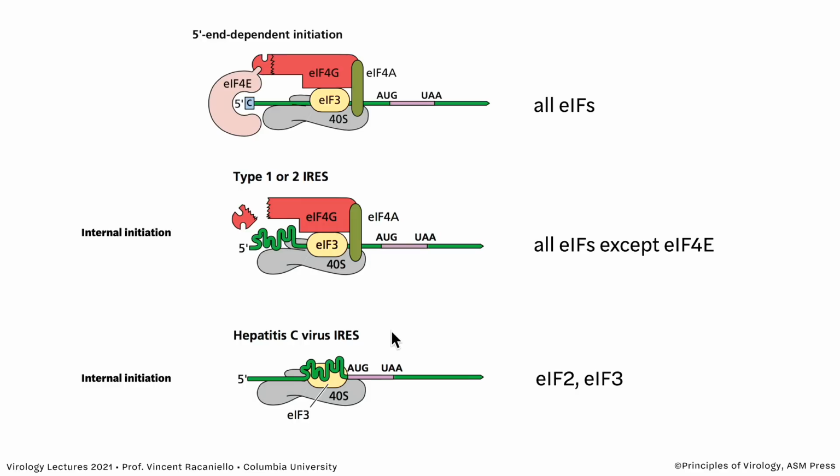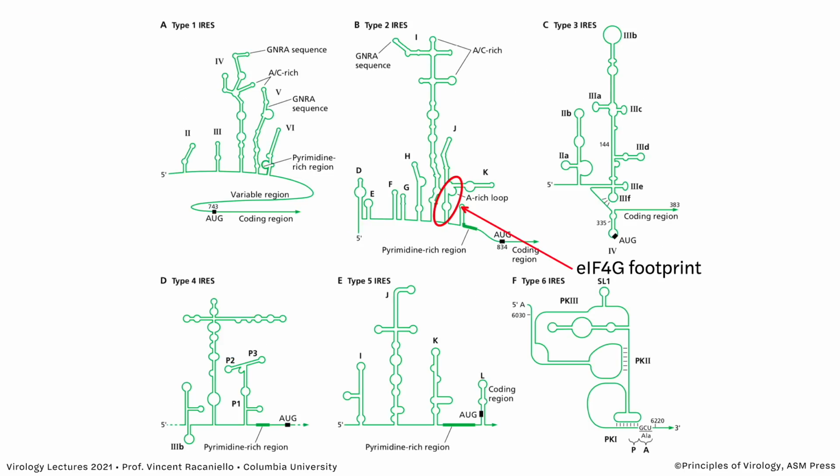So these viruses can shut off host translation by interfering with the cap step, and they're not affected because they're not capped. They don't depend on a cap-dependent mechanism. These are what the folding of IRESes look like. There are a variety of different ones.